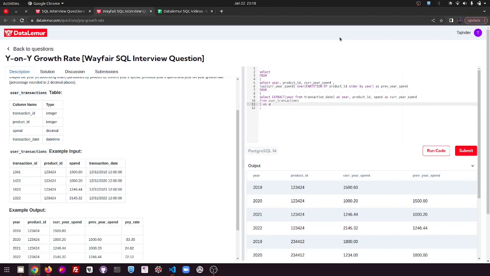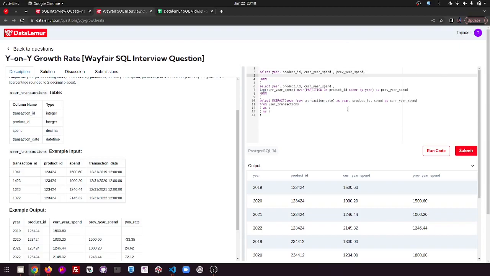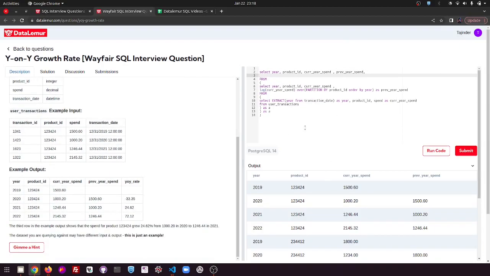Select star from, and here we will calculate the YOY rate column. So it will be current year spend minus previous year spend. Sorry, first we will divide it by previous year spend, then multiply it by 100 so that we can get the percentage.